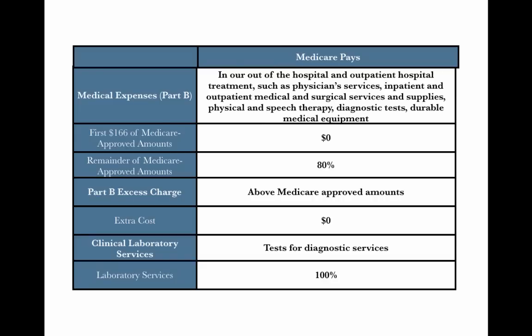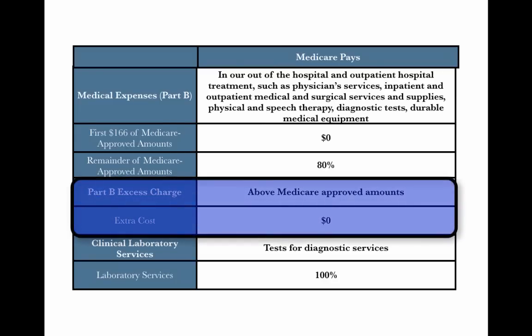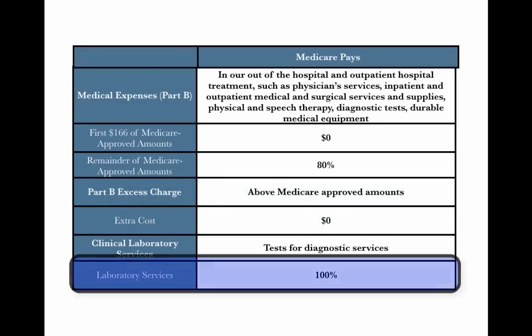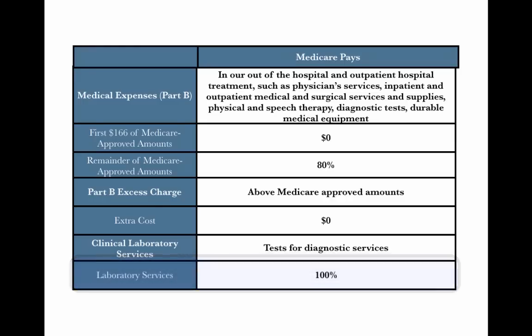Medicare also does not pay for Part B excess charges. Excess charges are when the doctor can charge you up to 15% more than Medicare is willing to pay for a test, visit, or procedure. So basically, that 20% copay can be as high as 35% with some doctors. The good news is, Medicare Part B covers 100% of laboratory services.